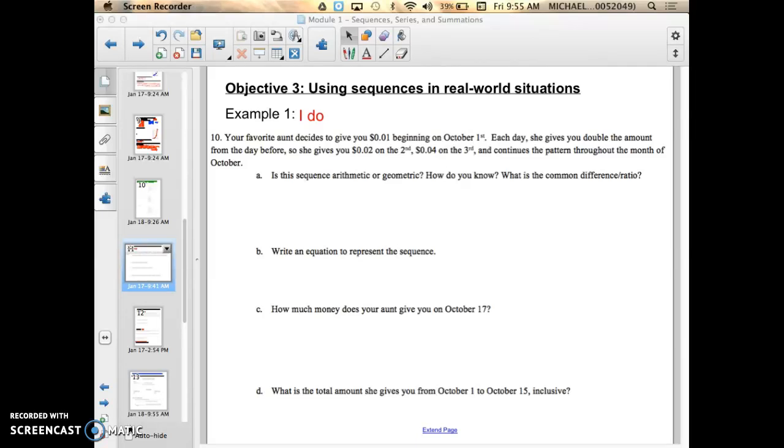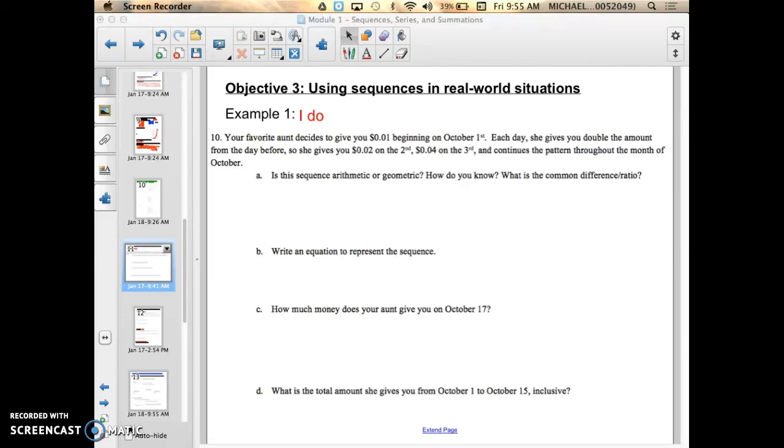So, for number 10, this example, it is a word problem. The goal with word problems is to pull out the information that is necessary, organize it in a way that makes sense to you, and then consider what the question is asking. So, your favorite aunt decides to give you 1 penny beginning on October 1st. Each day, she gives you double the amount from the day before. So she gives you 2 pennies on the 2nd, 4 pennies on the 3rd, and continues the pattern throughout the month of October.